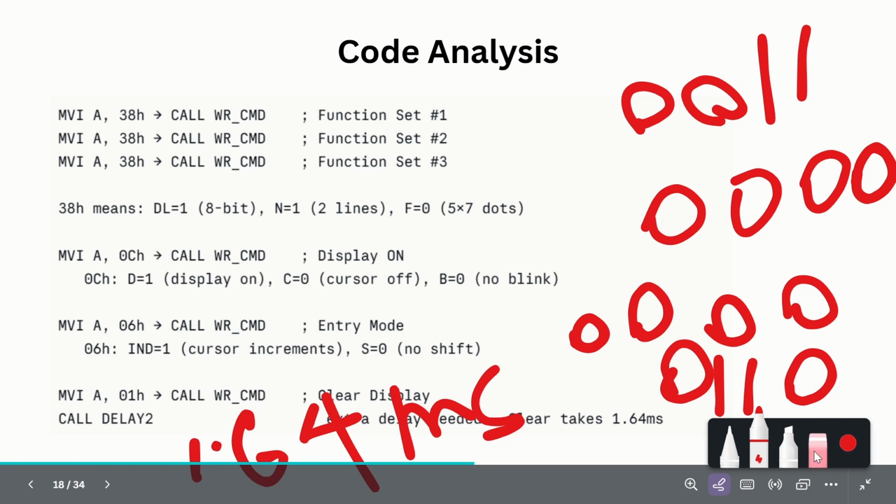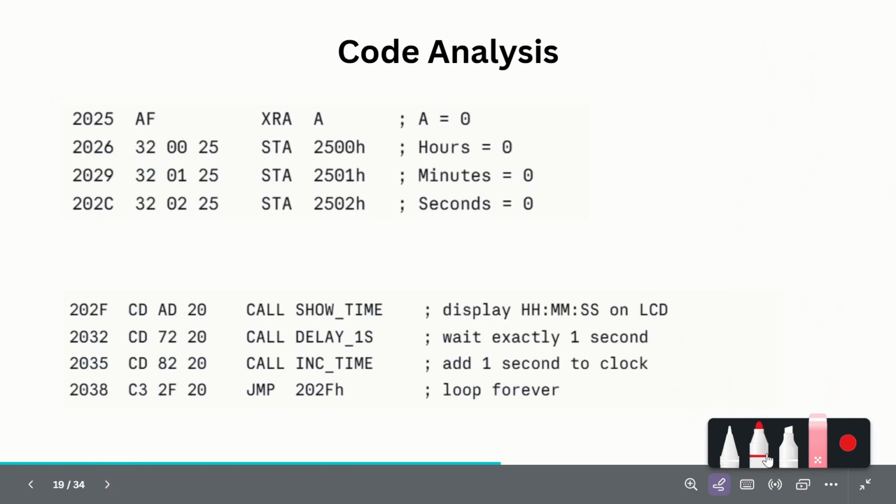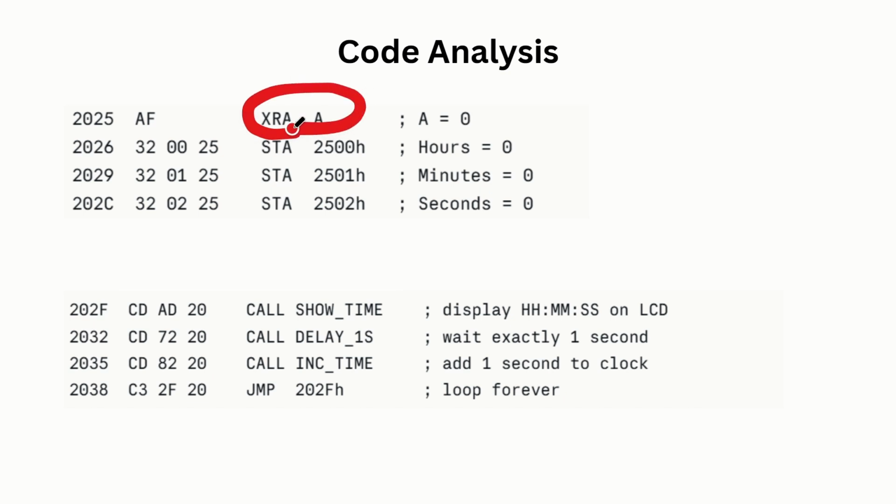So let's move on to the next section of the code now. This is the main clock loop. As you can see, this is a 1-byte instruction. Instead of doing XOR A, we can also do MVI A, 00H, but that's a 2-byte instruction, and this is only to optimize the timing. This takes a lesser number of T states as compared to that.